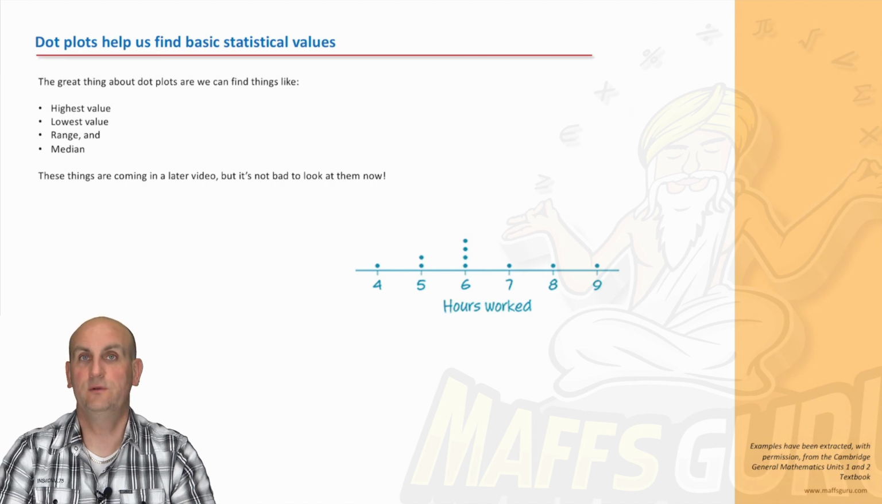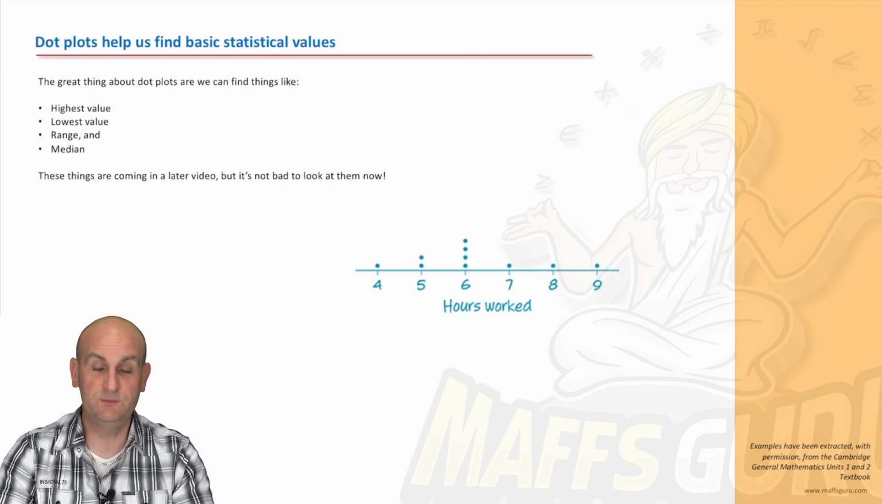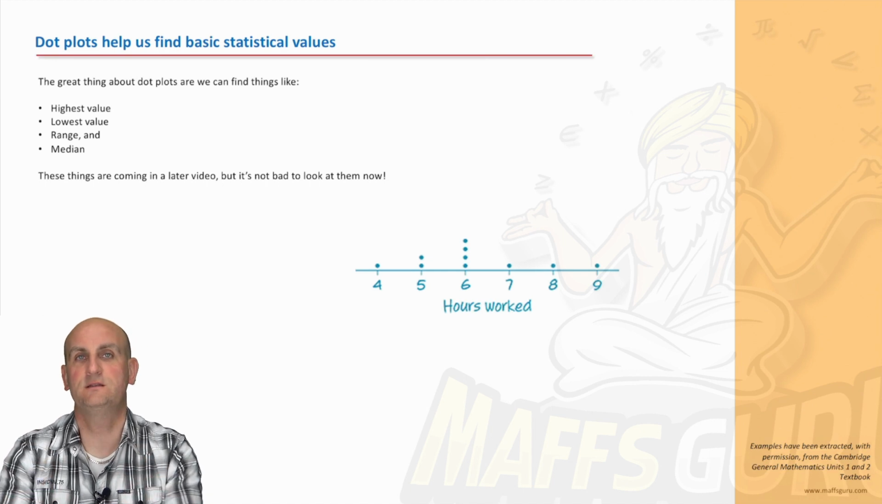And there we go. That's what it is. Now, why are dot plots important for us? Because they help us describe data. They help us with some important terms that we're going to use a bit later on. So we can see the highest value.